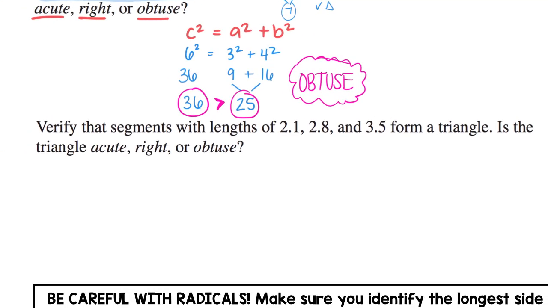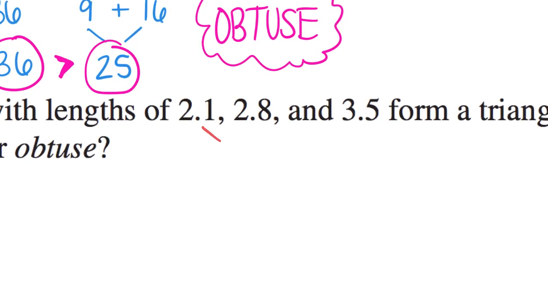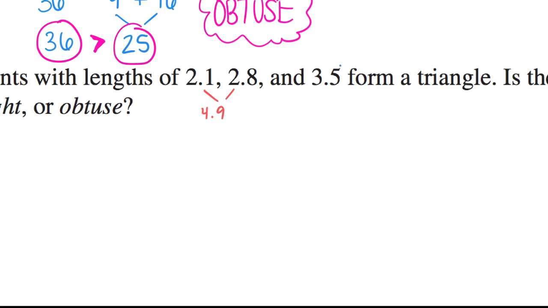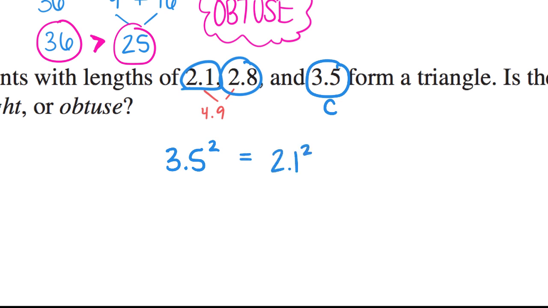All right, and then the next one, same thing. Let's go ahead and verify this really quick. So we can add the two smaller ones. That's going to give us 4.9. So that's definitely bigger than 3.5, so we're good to go. And let's go ahead and do our Pythagorean theorem. This would be C, and then you could just call these A and B. So I'm going to do c squared first. So 3.5 squared. And we're going to set it equal to 2.1 squared plus 2.8 squared. And then we're just going to square all of these numbers and figure out what happens here.